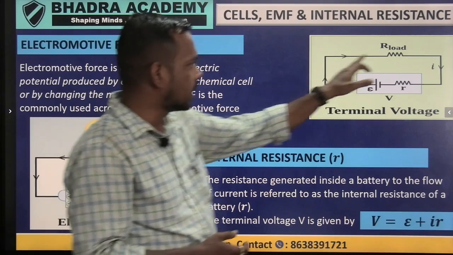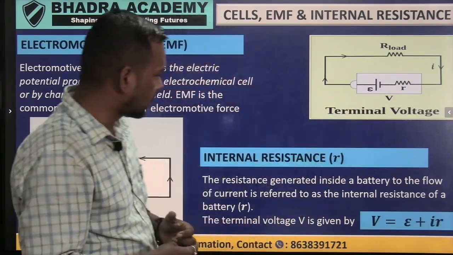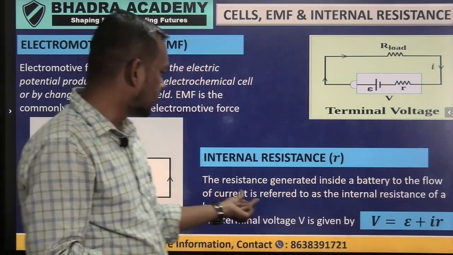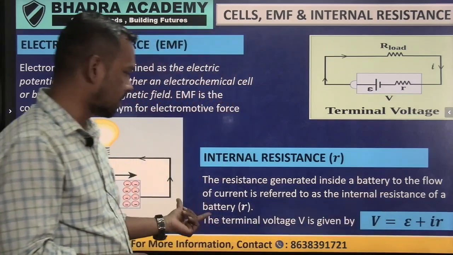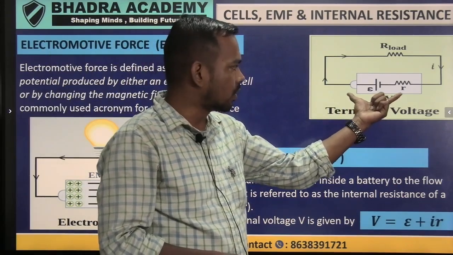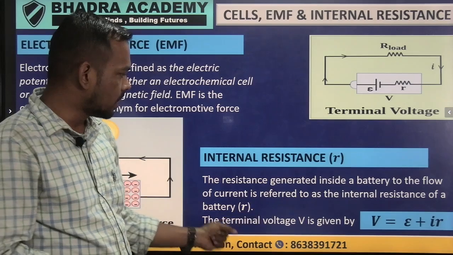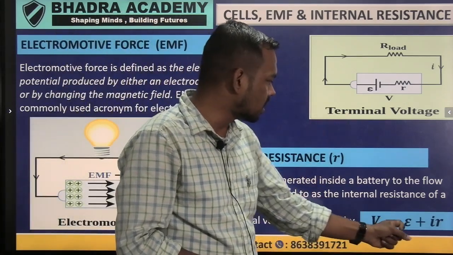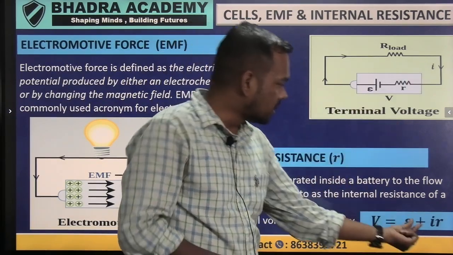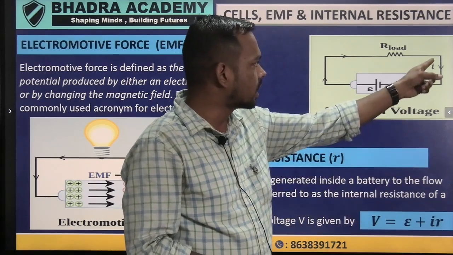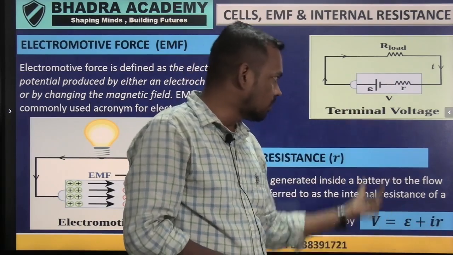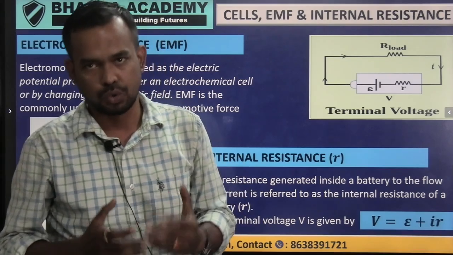If we see the circuit where the load resistor is connected, the resistance generated inside a battery to flow the current is referred to as the internal resistance of that battery, denoted by small r. Now the terminal voltage across the battery, V, is given by the EMF generated by the battery minus the voltage drop across the internal resistance, that is the current I into the internal resistance r. This is the final terminal voltage given by the battery source.